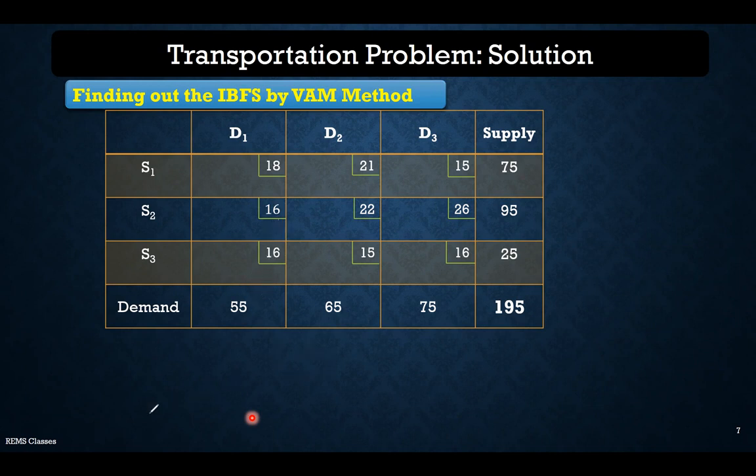So what we will do, we will scan the least cost in this case. So we will scan the least cost in row or column. We are scanning the least cost in this particular column. In this case, the least cost is 16 and the next least cost is also 16. So we will find the penalty for this particular column.